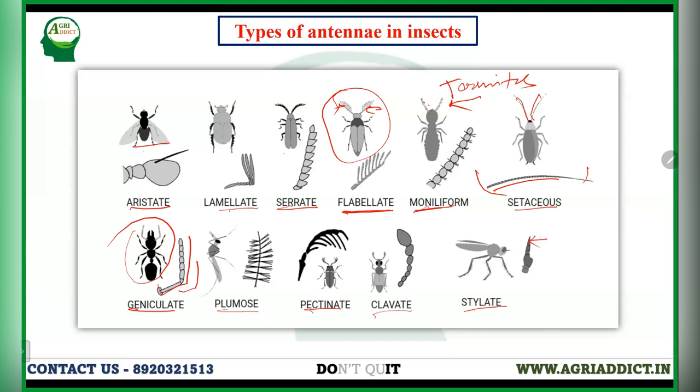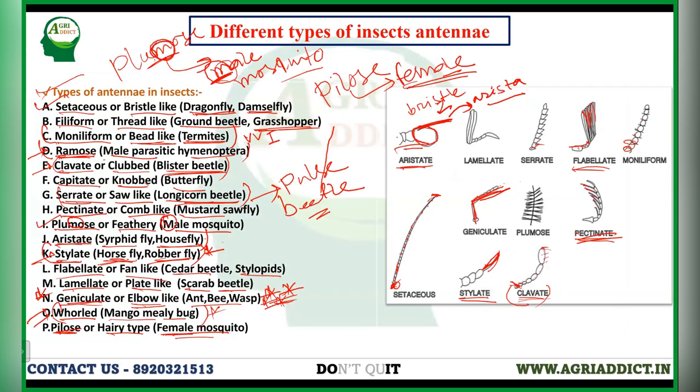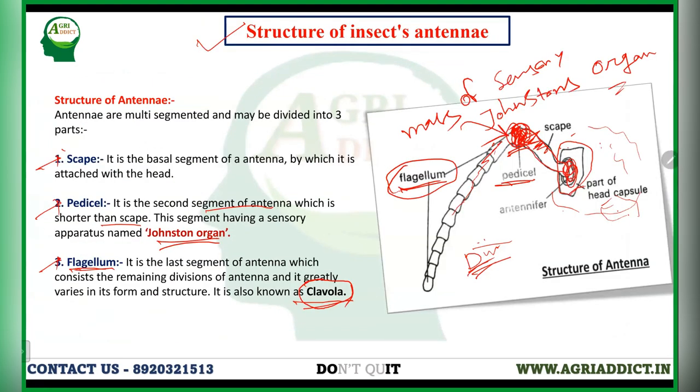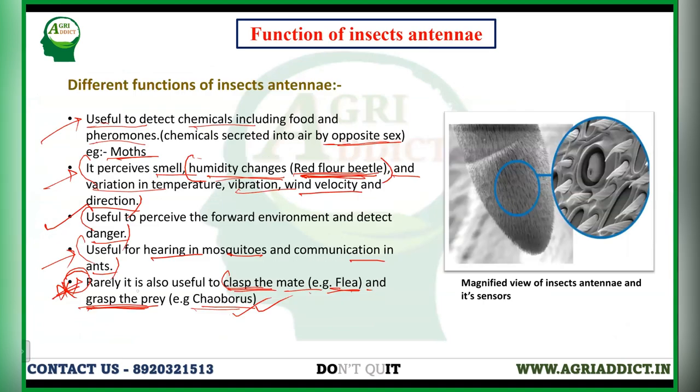So that is our today's portion. From this portion, you mainly need to remember this part, the types of antenna and examples, and which insect can use its antenna for clasping the mate and for grasping the prey. This can be asked in exam.